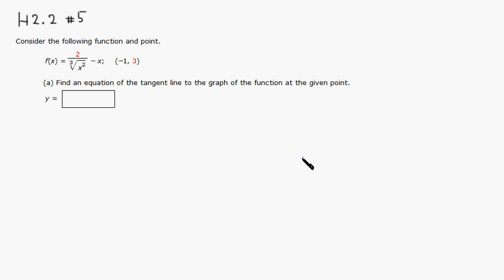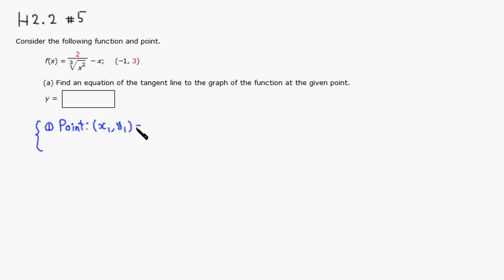Okay, let's go over homework 2.2, number 5. Alright, so we want to find the equation of the tangent line to the graph of f of x. So as usual, we need two pieces of information. First, we need to know a point. We can call it x1, comma y1.